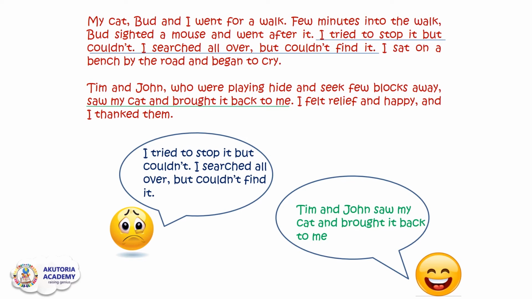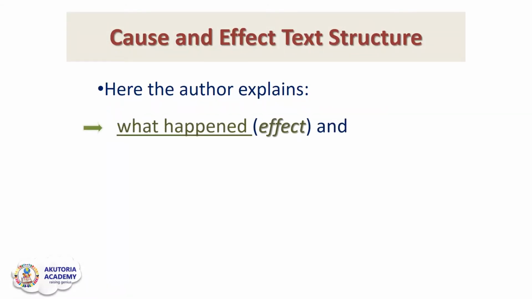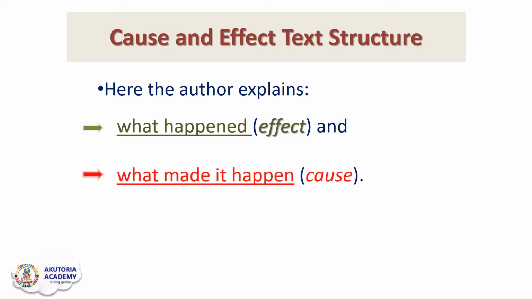Let's see another example of a text structure, cause and effect text structure. Here the author explains what happened, which is the effect. And he also tells us what made it happen, which is the cause.